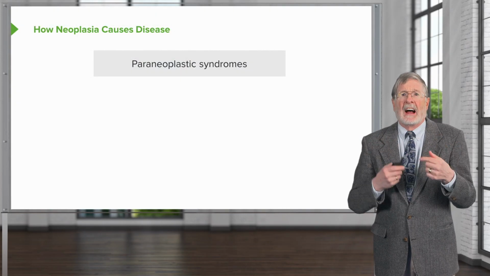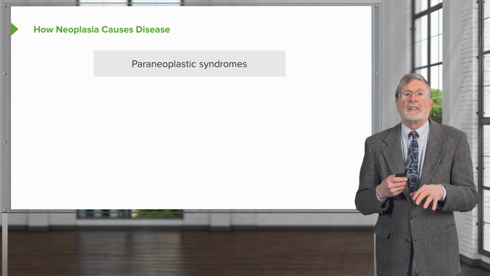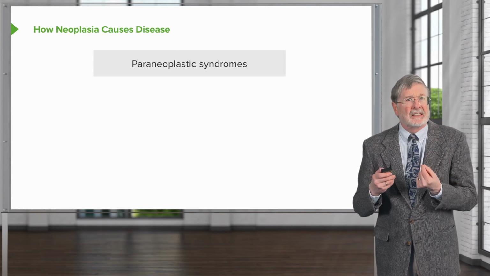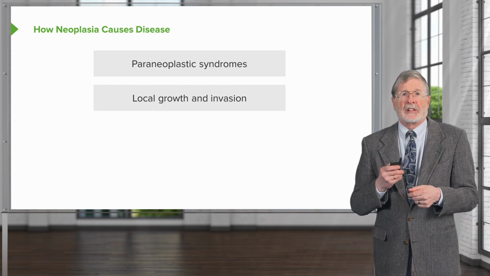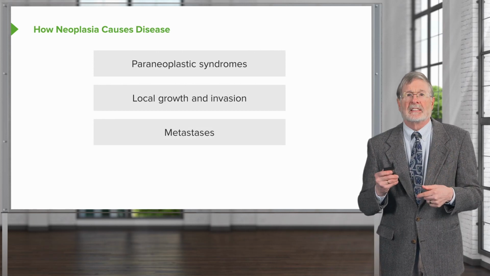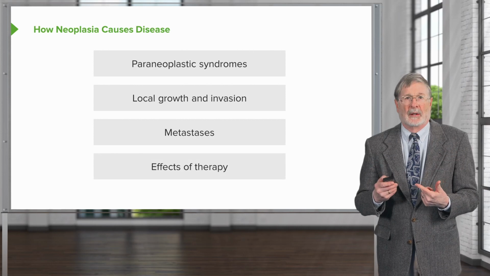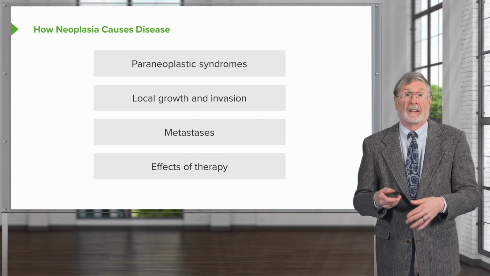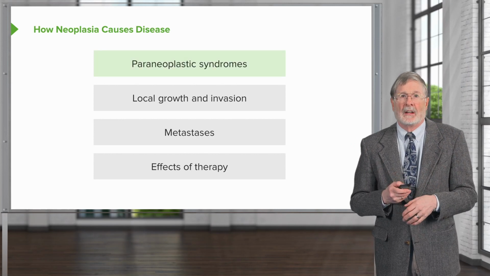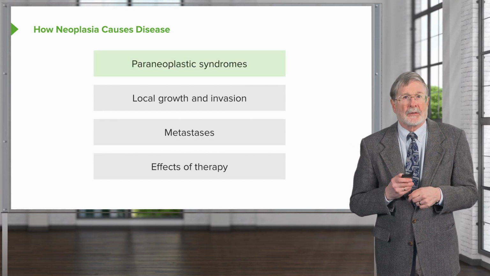We will break this down into kind of 4 different areas. Paraneoplastic syndromes are first up. We'll talk about local growth and invasion. We'll talk about metastases, and we'll talk about the effects of therapy. And all of these play in, again, to the morbidity and mortality that we see with malignancy. First up is paraneoplastic syndromes.